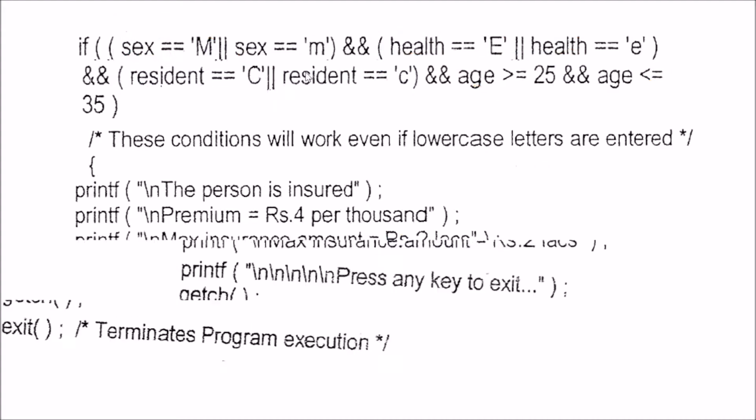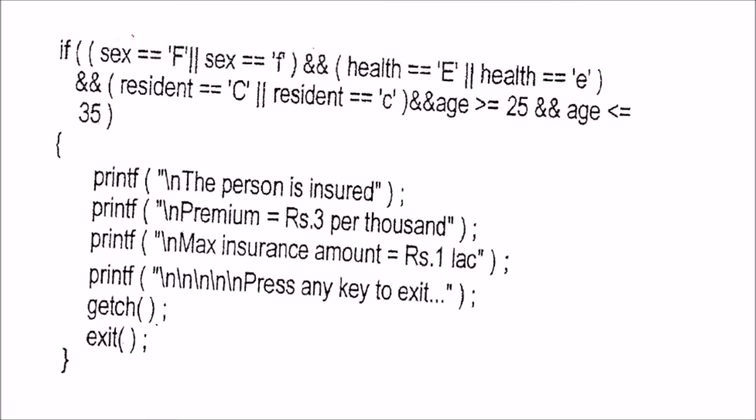Then we exit. Next, if the sex is female, it can be small also. Health is E, capital E. Resident is C, capital C, small c, both are acceptable. And the age is between 25 and 35. Then the person is insured, rupees 3 per thousand, and maximum insurance for the female person is 1 lakh.